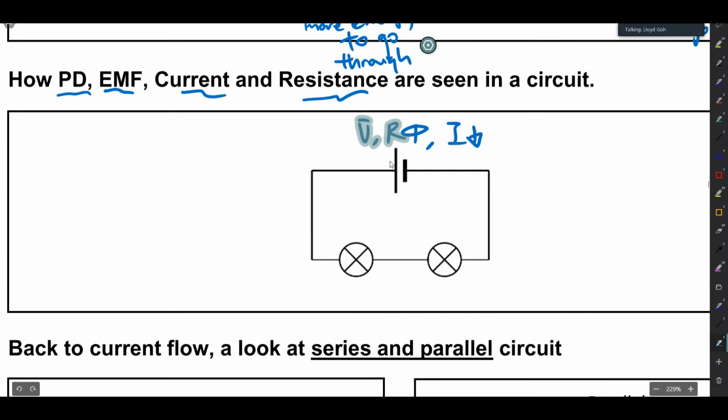Let me run through this example very quickly. We can see the EMF at the battery. Let's say the EMF is 3 volt, and we have two light bulbs. Let's say each light bulb is 1.5 ohm. We'll call them RA and RB.